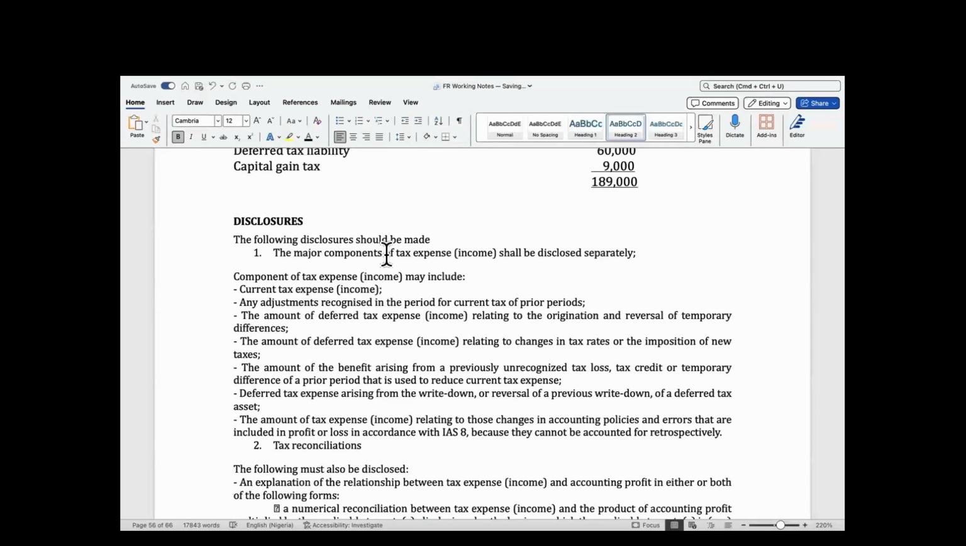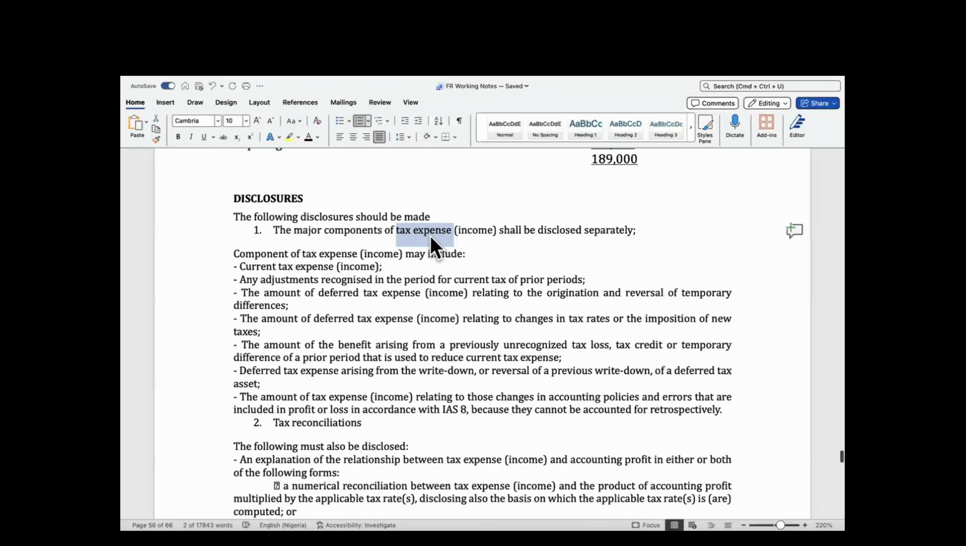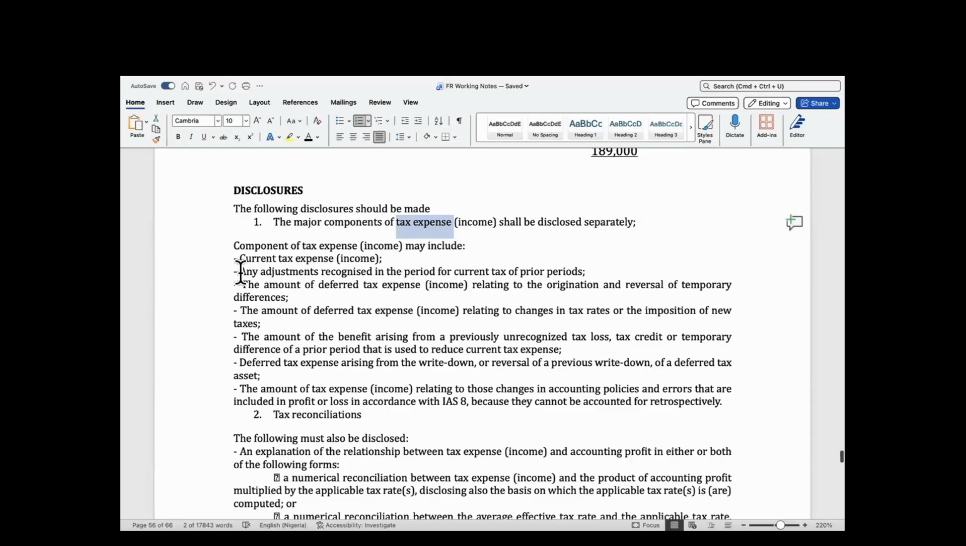So when you see income tax in P&L, why I'm actually showing you this is, they can ask you what are the components of tax expense, because when you see that income tax expense, you need to disclose the components of it. So they can ask you in the exam. At least by default, you should know two: there is current tax and there is deferred tax. And in addition to that, you should know there is adjustment recognized for previous periods.